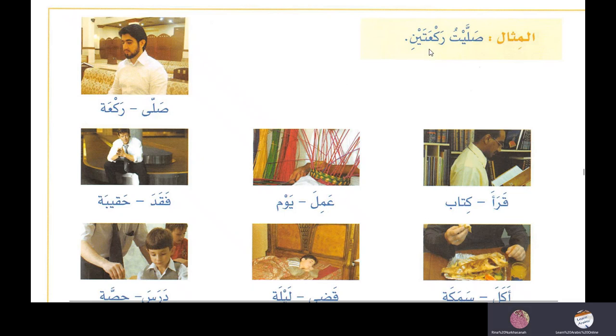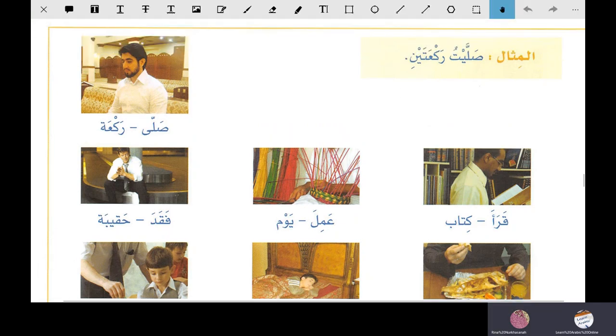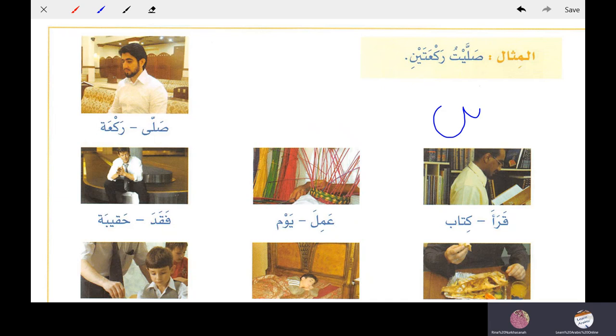Rak'atun, one rak'ah. Rak'atain, two rak'ahs. Okay. Kitabun, one book. And what will be two books? Kitabain. You will just add ya, sukoon, noon kasra. Kitabain. You need to add this with all of these.